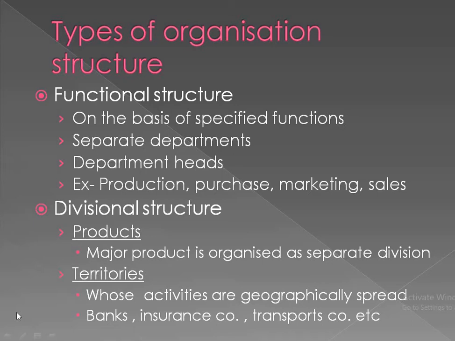Now on the basis of territories. This is followed by large-scale service organizations whose activities are geographically spread. Banks, insurance companies, transport companies, etc. They have regional offices which are again divided into zones or branches. Example, managing director over northern region, western region, eastern, southern, etc. Again in the northern region, they can divide it into branch 1, branch 2, branch 3, like that. Okay.